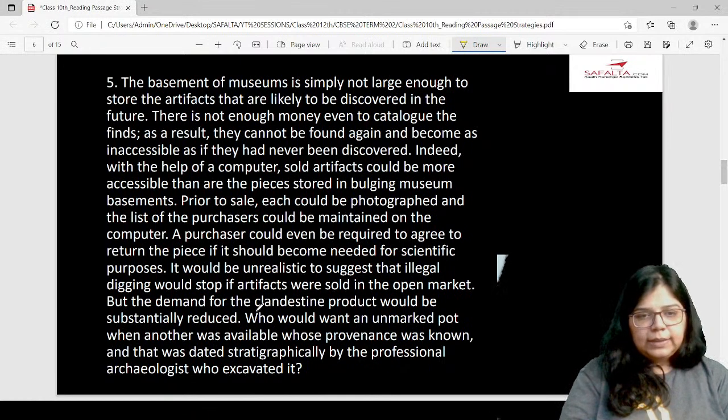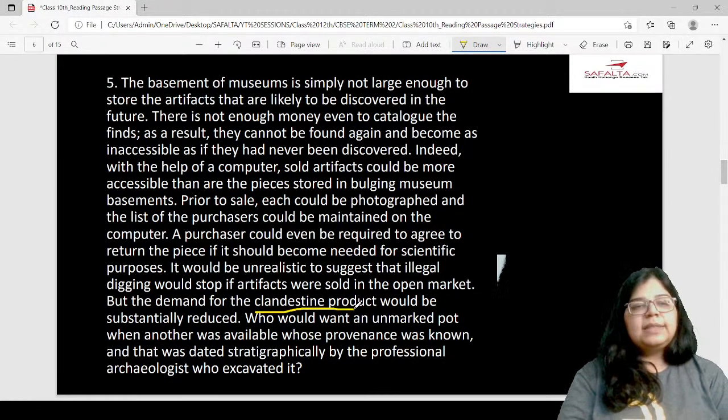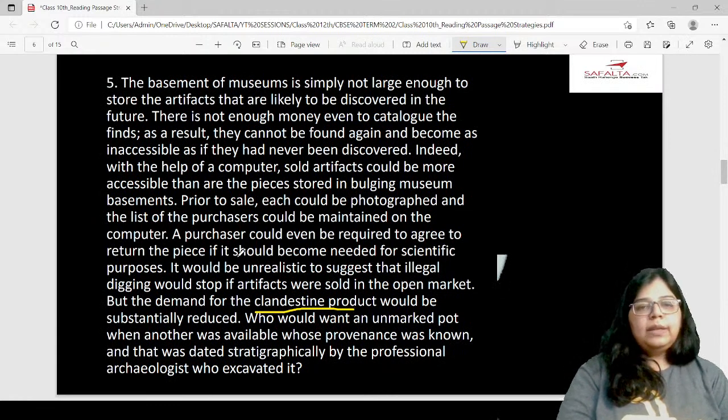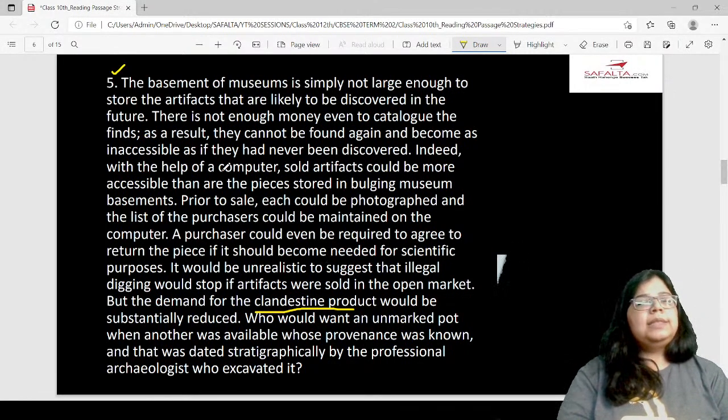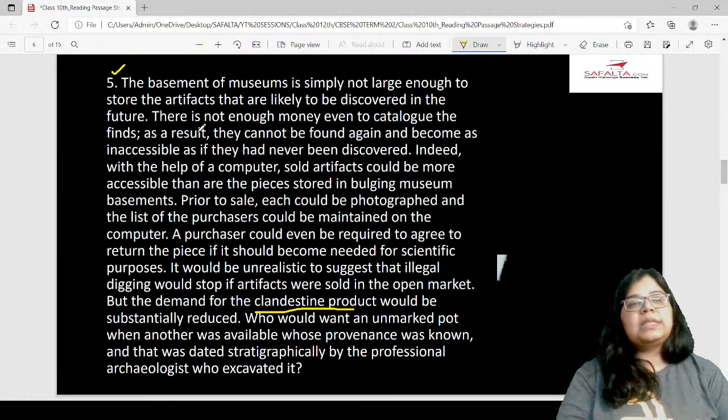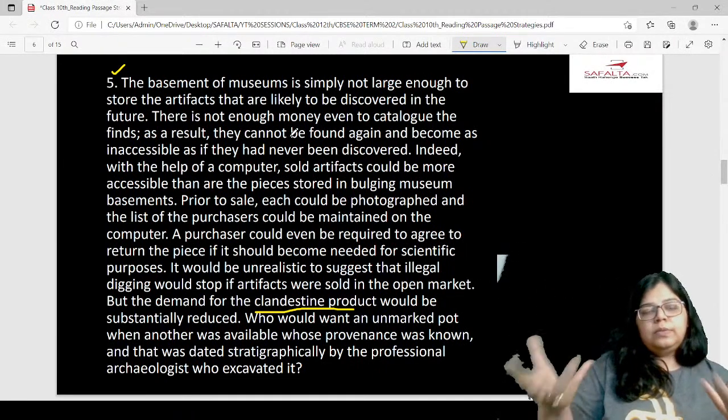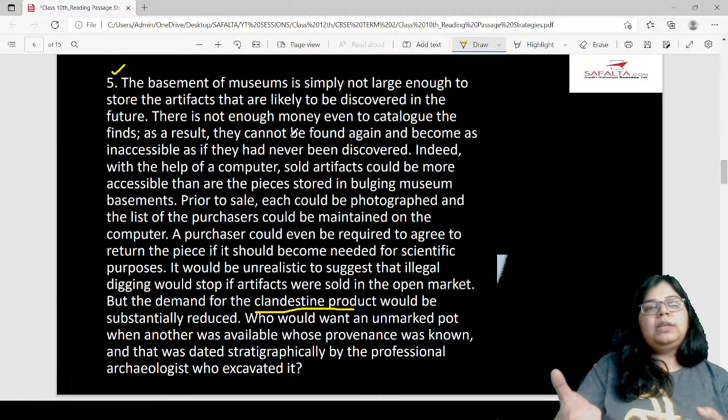Now, if I read it here, I can see this word over here, clandestine product. So, if I read from, let's start from the beginning, okay? Since a lot of you would not understand how to attempt this, let's start from the beginning. It says the basement of museums is simply not large enough to store the artifacts that are likely to be discovered in the future. Okay, understood? There is not enough money even to catalog the finds. So there isn't enough money with the government to even properly keep their findings, right?